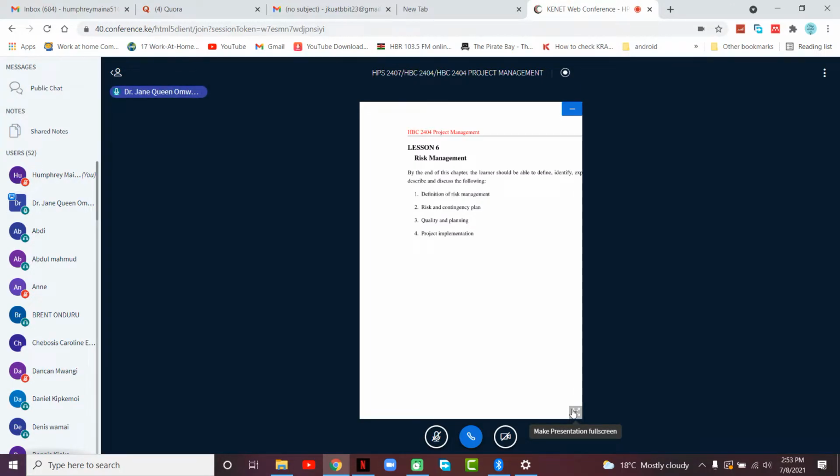Can we look at risk management? I know it is something that people in BPCM have done, people in BBIT have done, people in BCom have done. You know what risk management is all about.